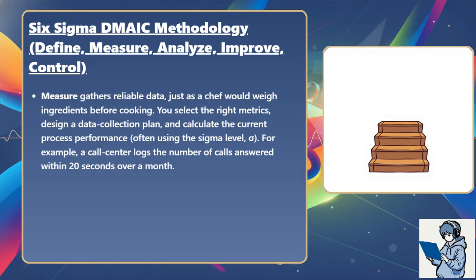Measure gathers reliable data, just as a chef would weigh ingredients before cooking. You select the right metrics, design a data collection plan, and calculate the current process performance, often using the sigma level. For example, a call center logs the number of calls answered within 20 seconds over a month.